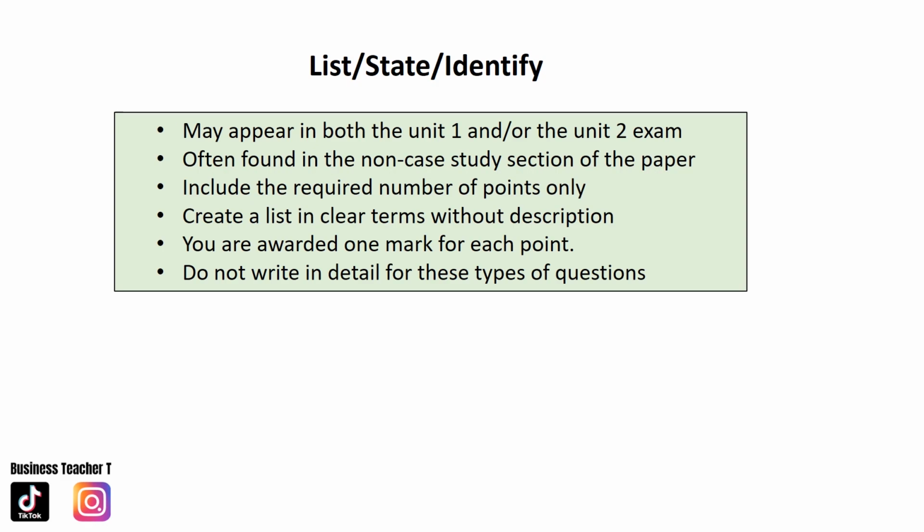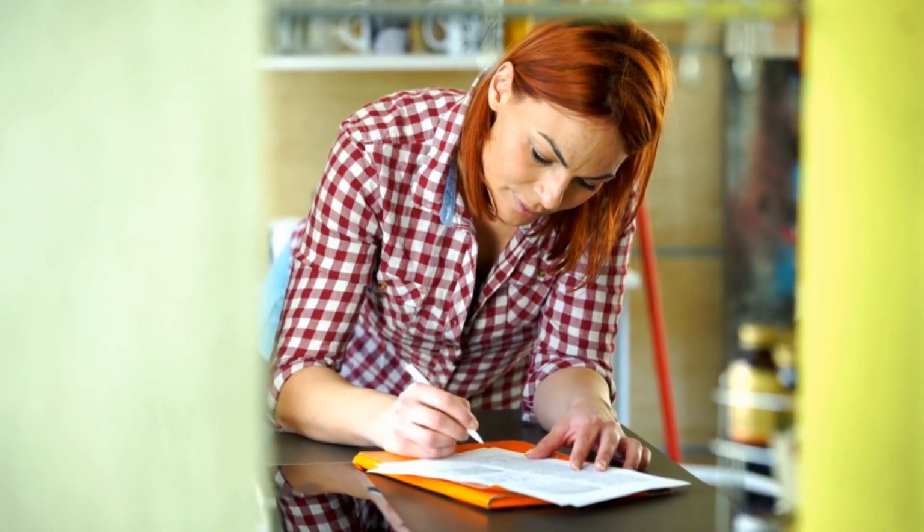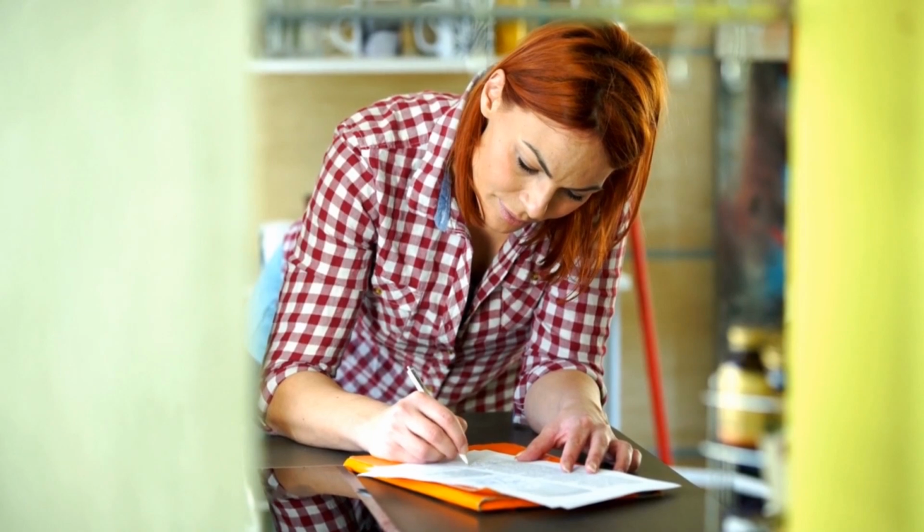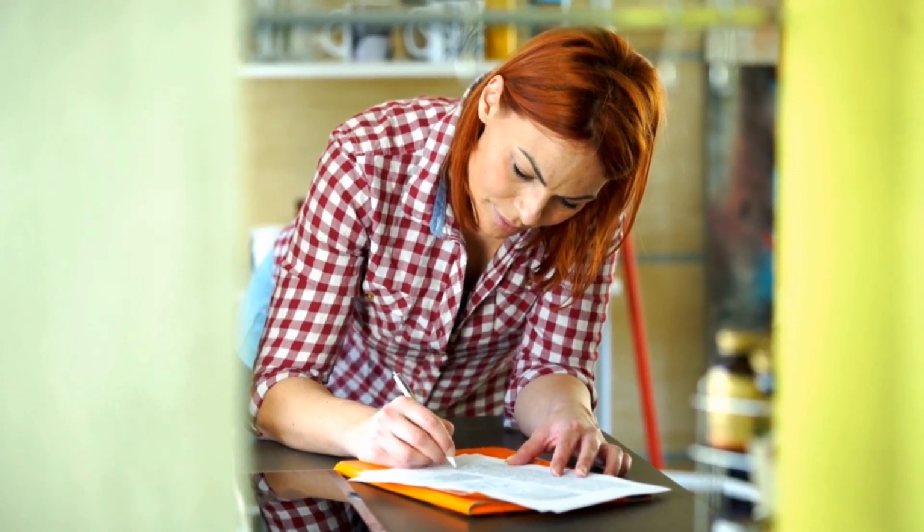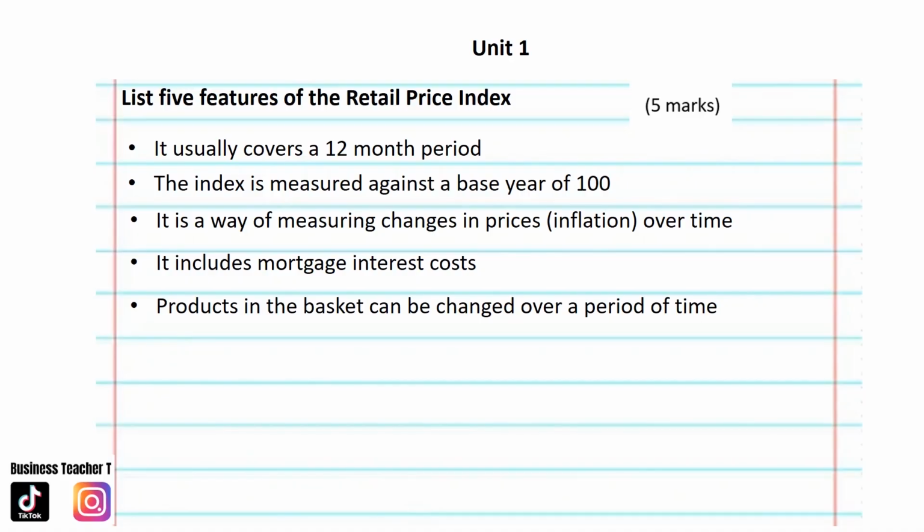Let's take a look. We're going to look at a number of list, state, identify type questions. We'll start off with a Unit 1 question, and it's a list question. List 5 features of the Retail Price Index. Now, as we know, the Retail Price Index, or the RPI, is one of the measures of inflation. So it's a 5-mark question.